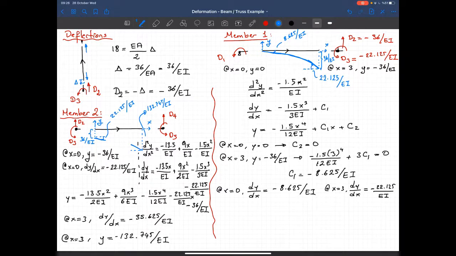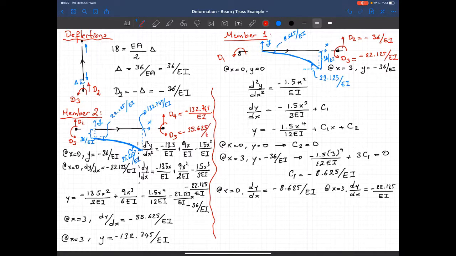And at this end, I got a larger slope. So let's show it this way. And the magnitude of that larger slope is 35.625 divided by EI. And if we draw it, we see a deformed shape like that. And the value of D4 will be then equal to, our positive direction is in the upward. This thing moved in the downward direction, so it is minus 132.745 over EI. And D5 is the slope, minus 35.625 over EI.